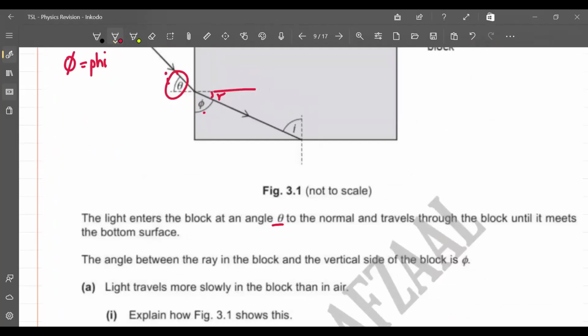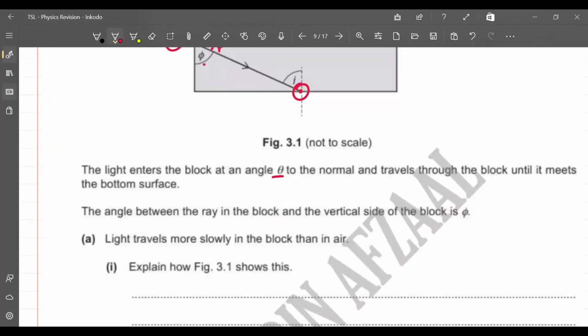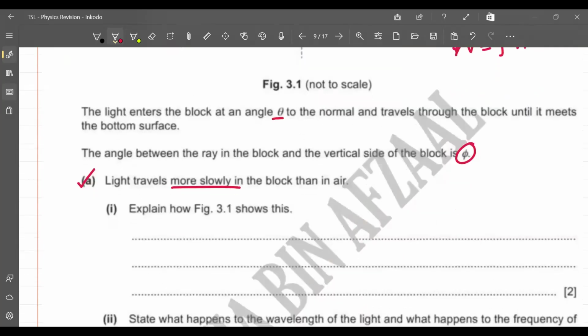and travels through the block until it meets the bottom surface. यहाँ पे bottom surface पे meet कर गए. The angle between the ray in the block and the vertical side of the block is pi. ये भी हमने देख लिया. Light travels more slowly in the block. अगर light slow travel कर रही है, you need to understand v equals f lambda connected है, frequency change नहीं होती. अगर light की velocity कम हो रही है तो उसकी wavelength भी कम होगी.